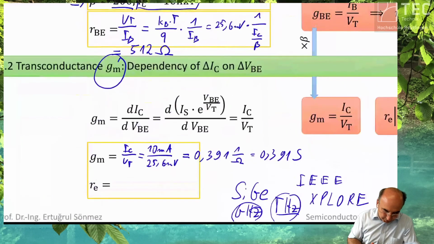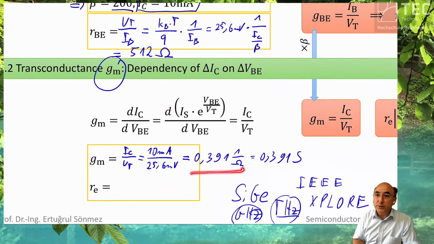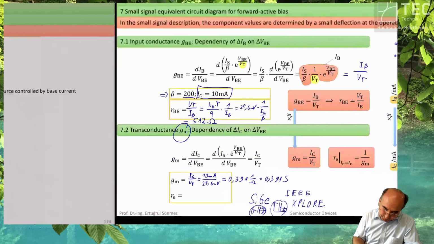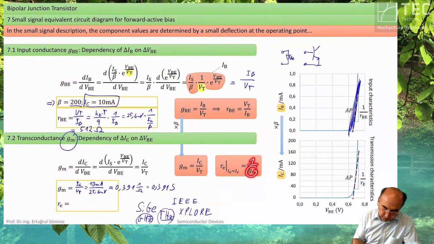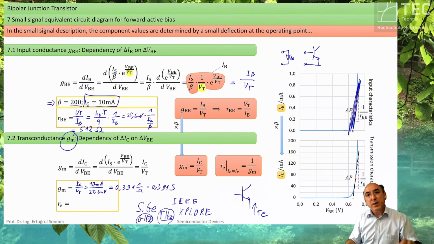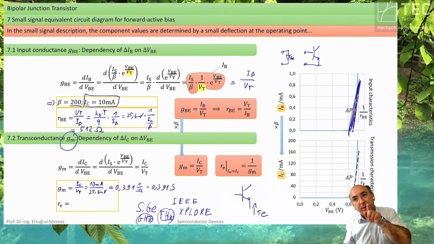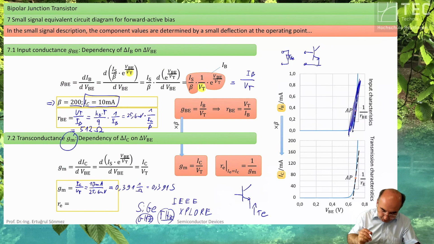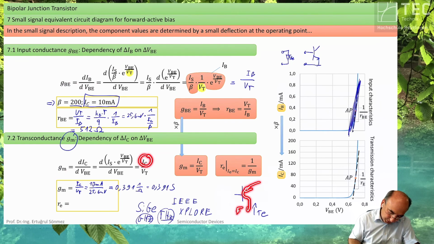Okay. Now we have this transconductance. It is huge. Now let's take a look at 1 over this transconductance. What is 1 over the transconductance? It is the resistance if you take a look into the emitter electrically. Why? Because the current which is flowing through the collector is flowing out of the emitter. It's the emitter current.